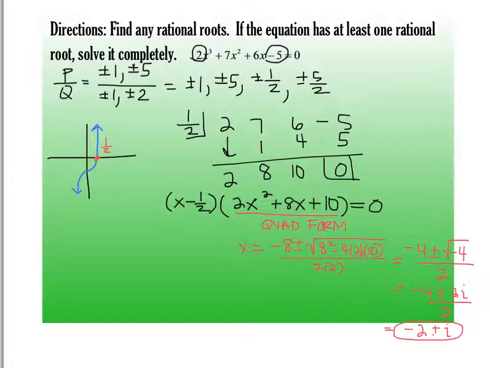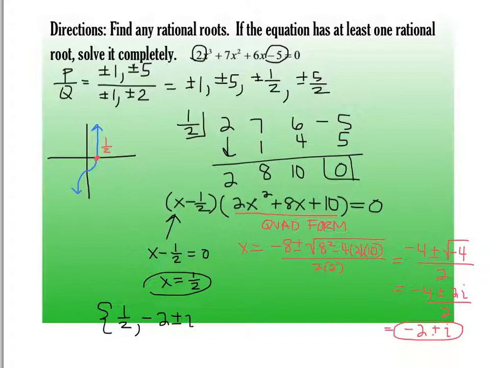And then we have one real root, which came from over here. If I set x minus 1/2 equal to 0, I get 1/2. So this makes sense with the picture that I've drawn. I'll rewrite this all. So we have 1/2 as a root. Then we have -2 plus or minus i as our other two roots, for a total of 3, only one being real.